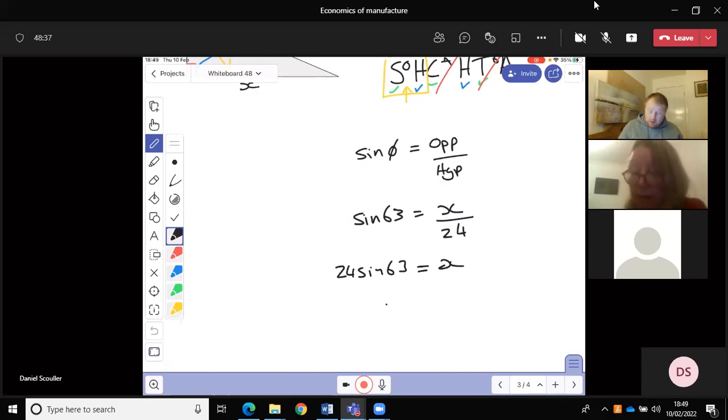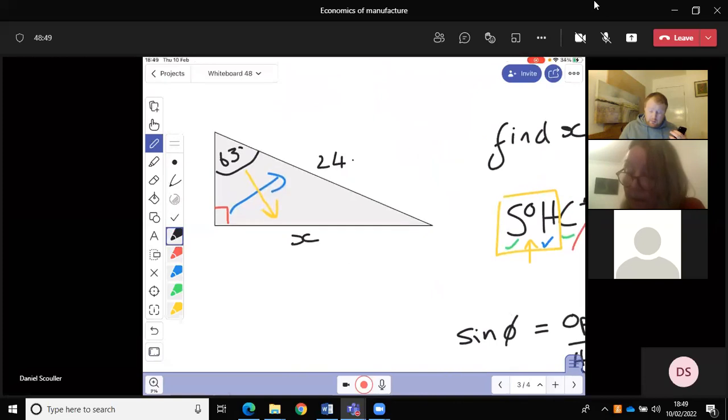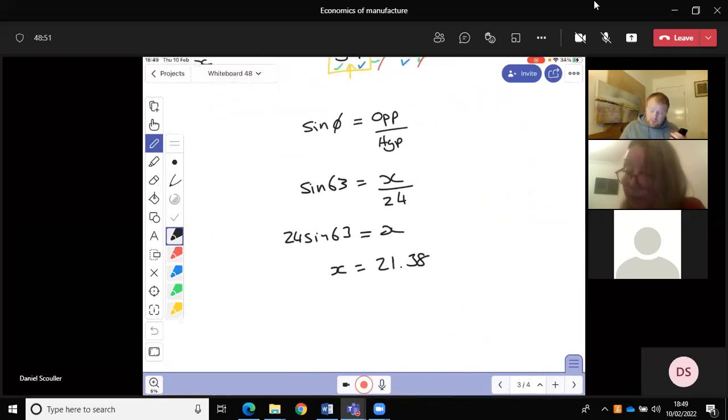Okay, it's giving me x equals 21.38. And we didn't have units, so let's put units in it, so we're being consistent. All right.